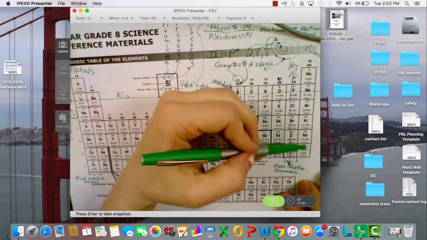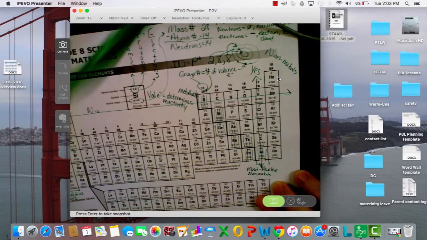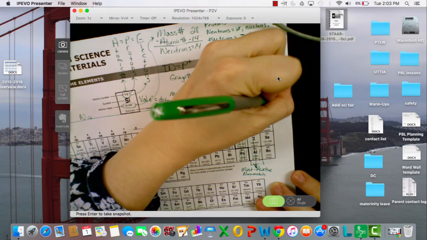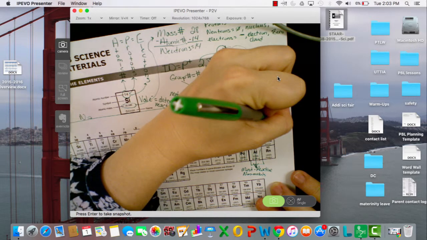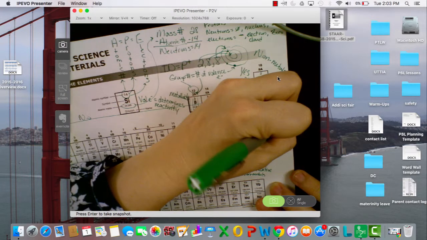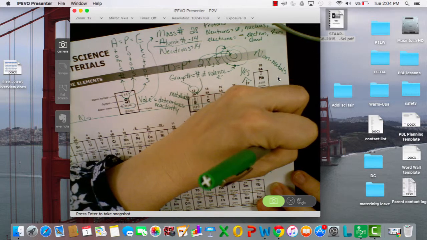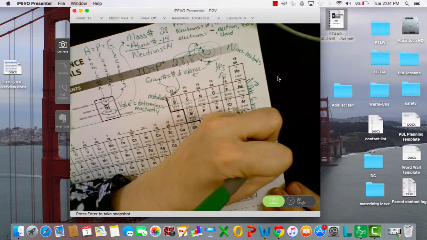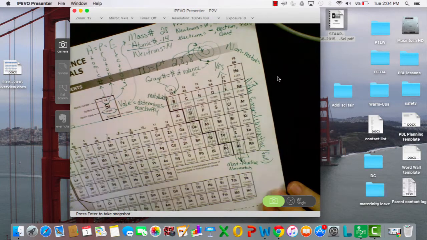And then group 18, by all means, the STAAR's favorite group to test over, is called the noble gases. And what is so special about the noble gases is that they are unreactive. And why are they unreactive? Because they have a full outer energy level. And yes, that does include helium, even though it's only 2.